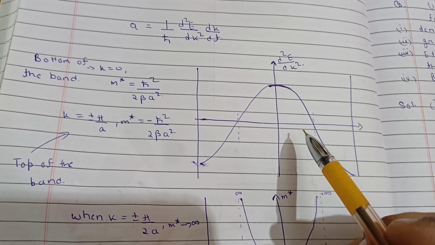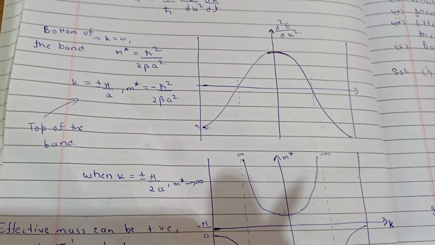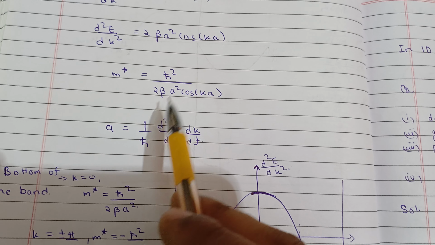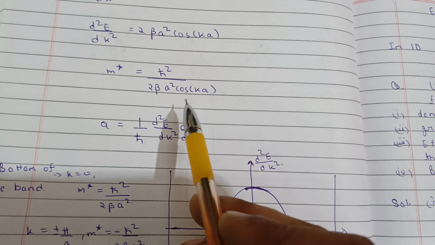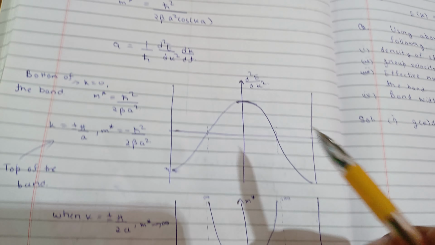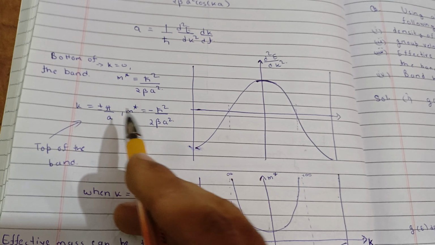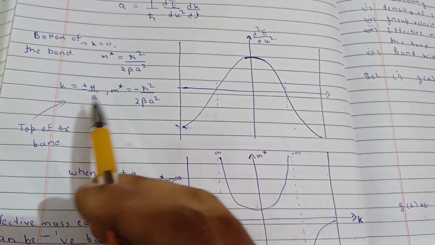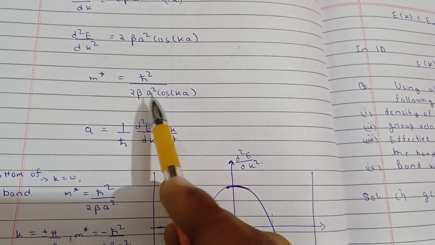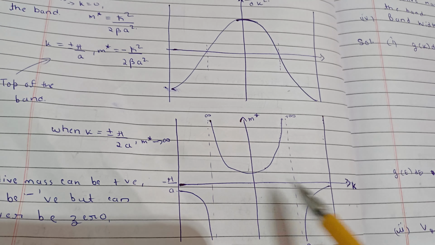Now we will see the effective mass plot. Actually this is the important part, the effective mass. What is the effective mass? We found it was h cut square over 2 beta a square cos ka. Now for k equal to 0, we get h cut square divided by 2 beta a square. And for k plus minus pi by a, we will get the minus of this value, it will come out here and here.